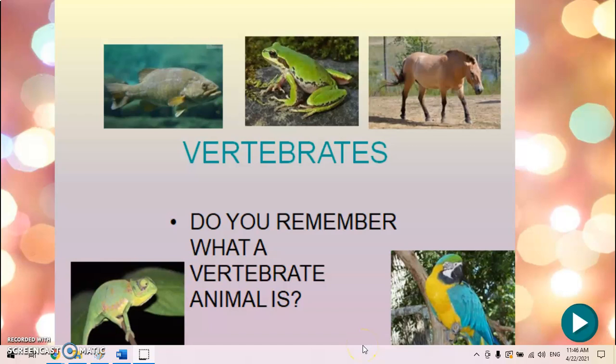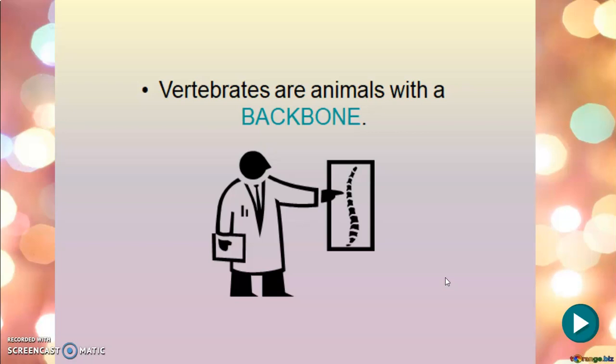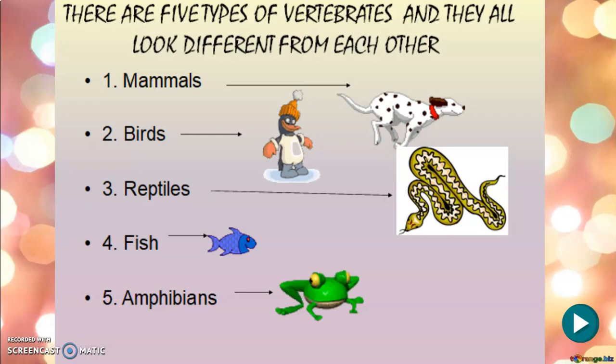Hello, you guys. Our lesson for today is about vertebrates. So, do you remember what a vertebrate animal is? Let's all remember that vertebrates are animals with a backbone, and you can feel your own backbone if you touch the center of your back. So, there are 5 types of vertebrates, and they all look different from each other.